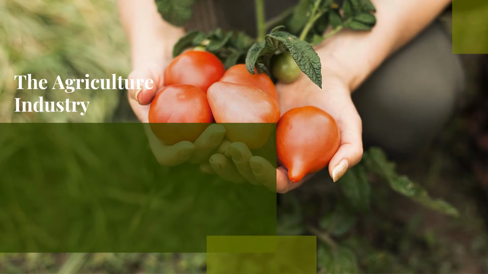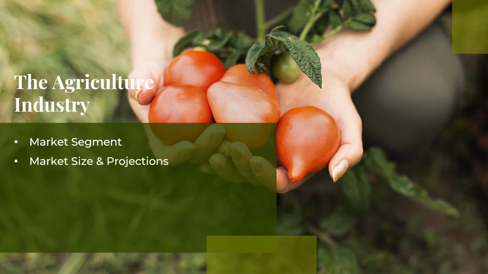A snapshot of the agriculture industry. The segment that we are focusing on is crop farming, which includes cocoa, rice, citrus, coffee, fruits, and vegetables. The market size and projections. According to the United Nations, the industry in 2019 employed 884 million people, around 27% of the global workforce.